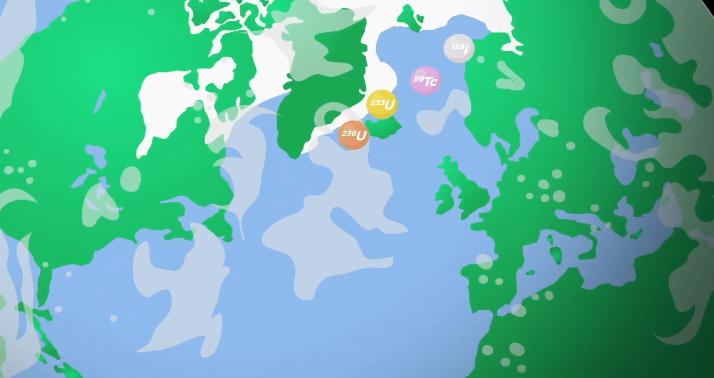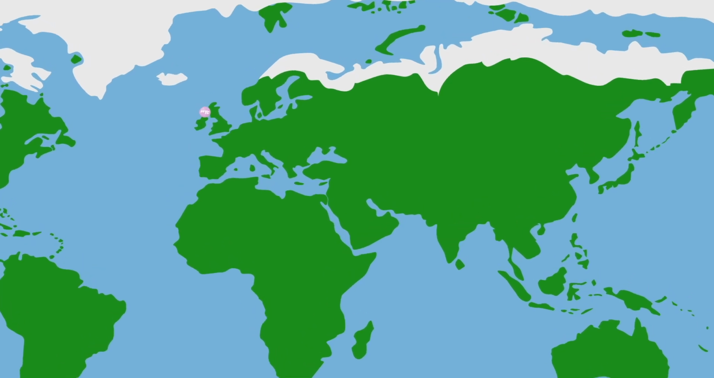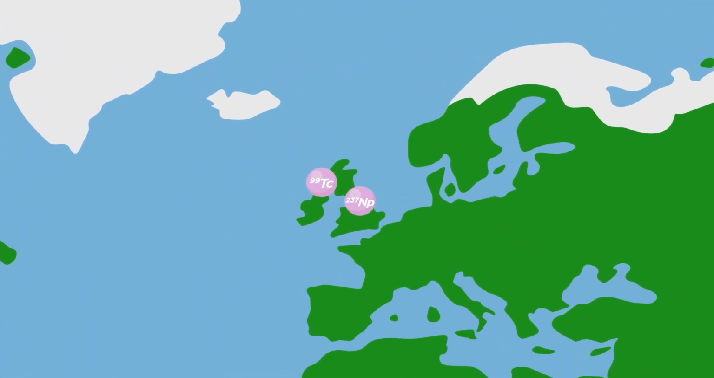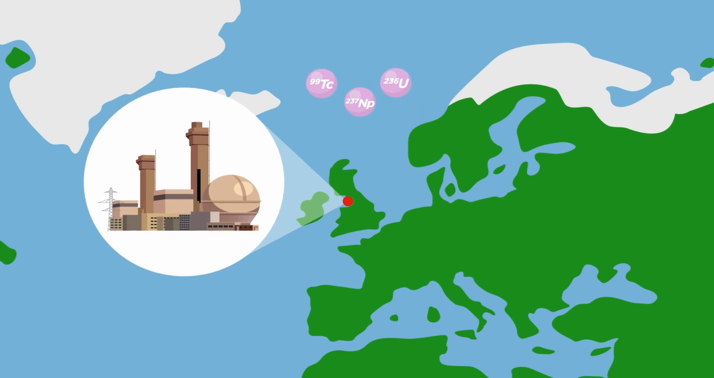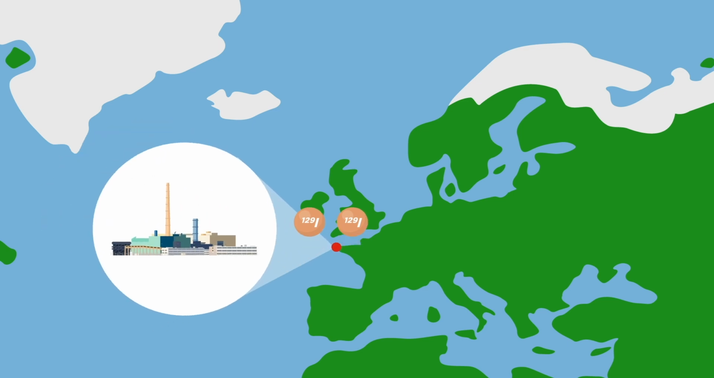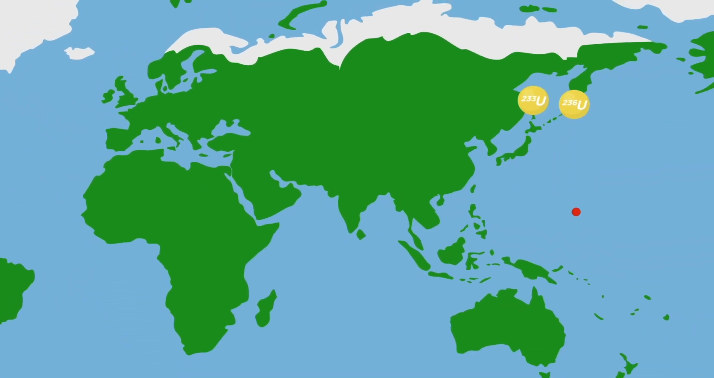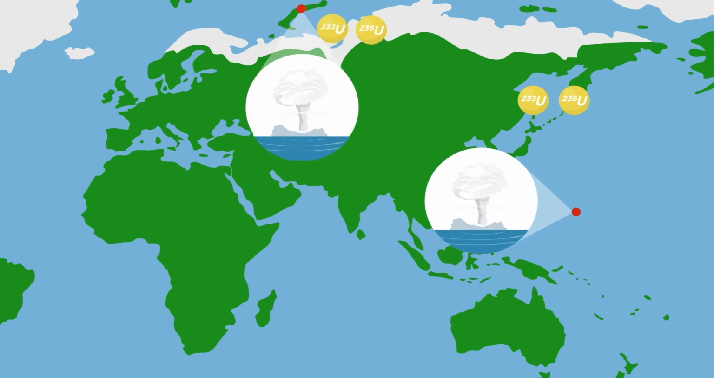For example, numerous anthropogenic radionuclides have been identified in the Arctic Ocean, which originated from different sources. Technetium-99, Neptunium-237 and Uranium-236 from the Sellafield reprocessing plant, Iodine-129 from La Hague reprocessing plant, and Uranium-233 and Uranium-236 from nuclear weapons testing.